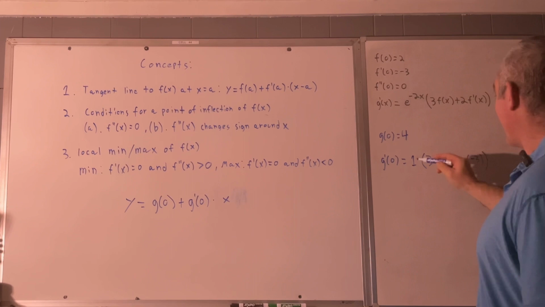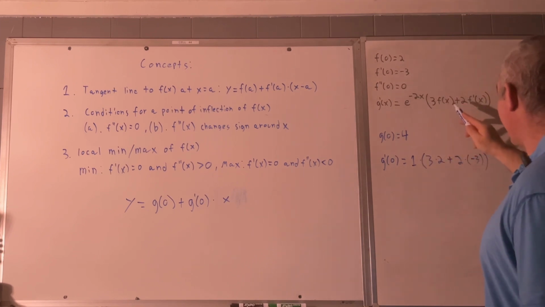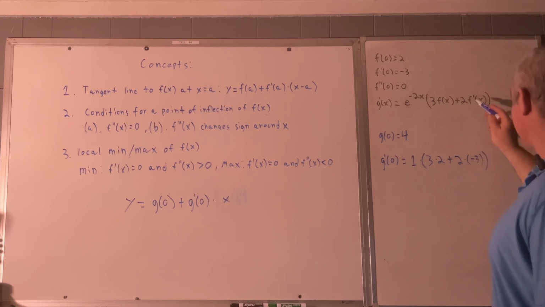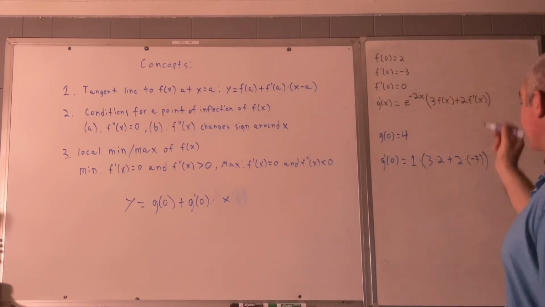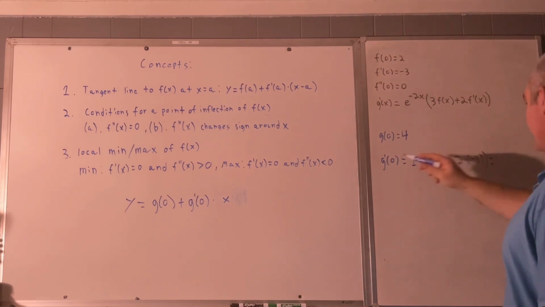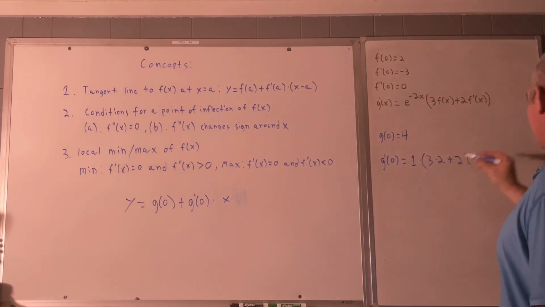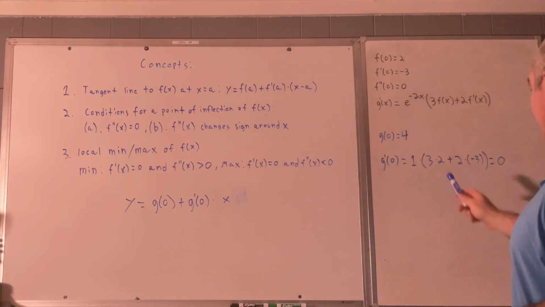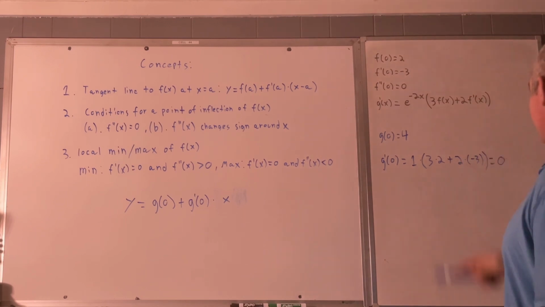e to the 0, 1, times 3 times f of 0, which is 2, plus 2 times f prime at 0, which is negative 3. Cleaning this up a little bit, we will get g prime of 0 is equal to 0. That's 6 plus negative 6. That's 6 minus 6. That is 0. 0 times 1 is 0. G prime of 0 is 0.